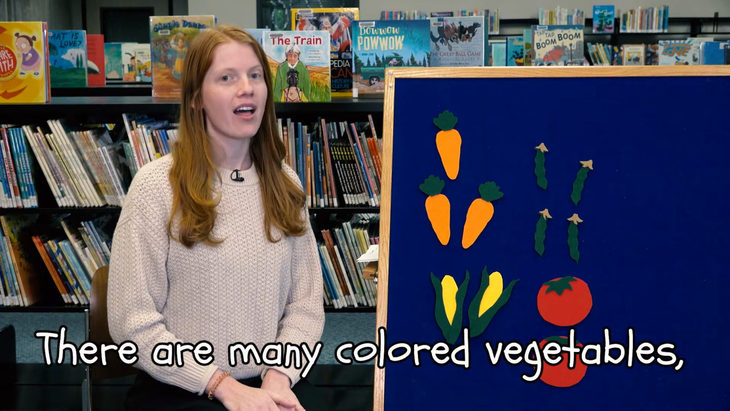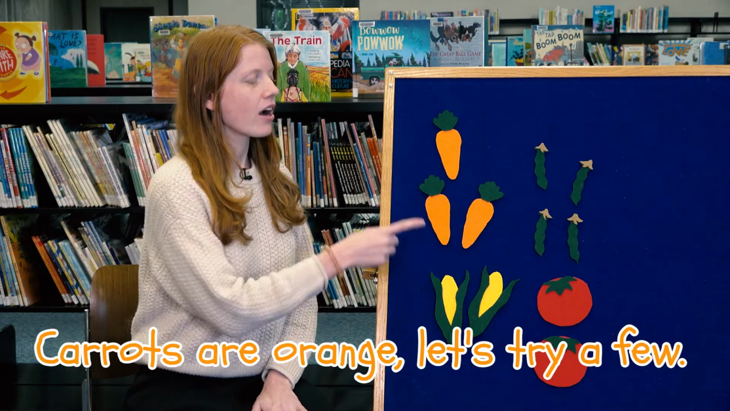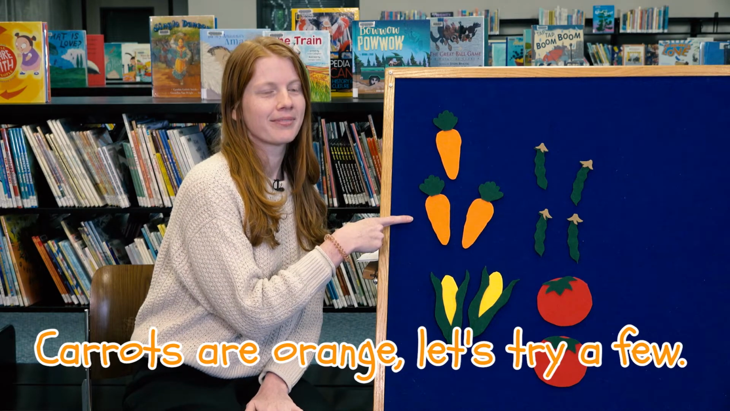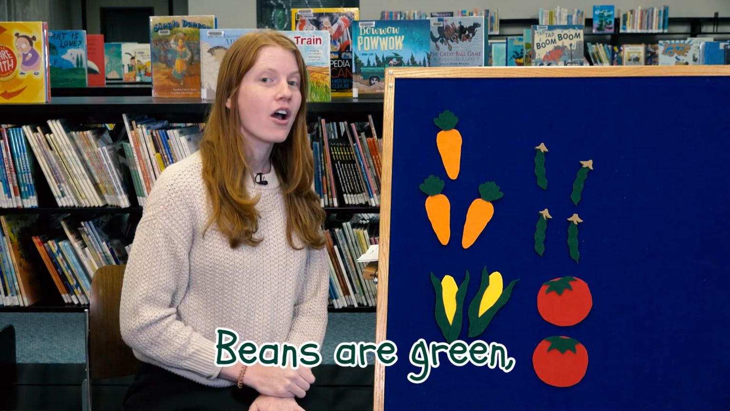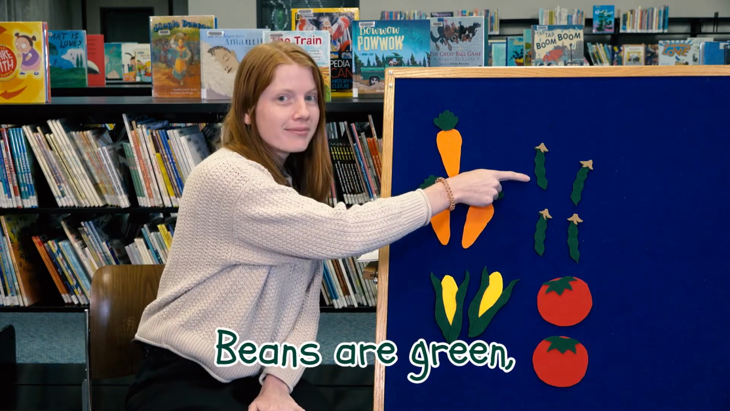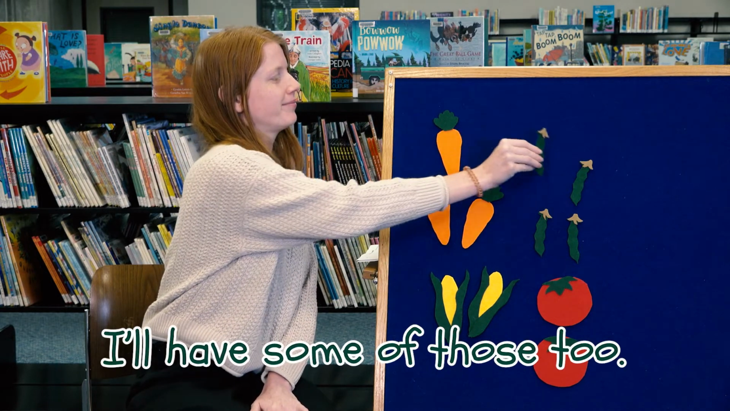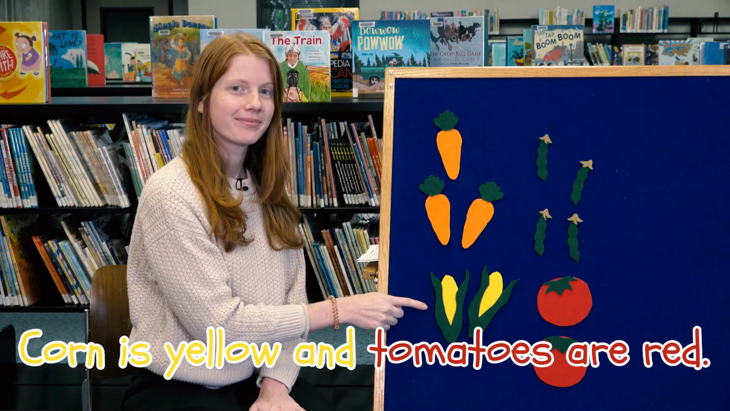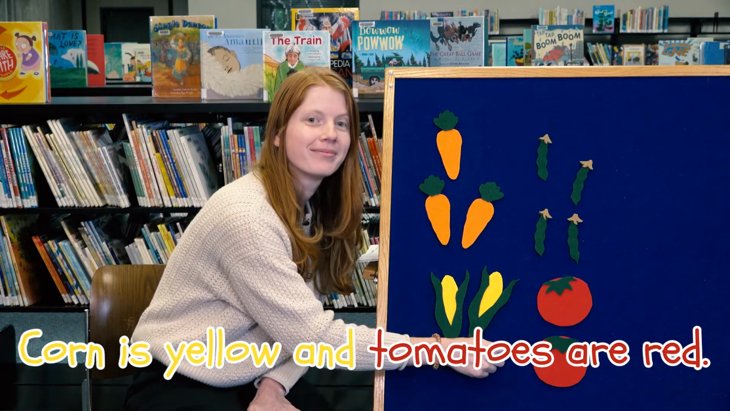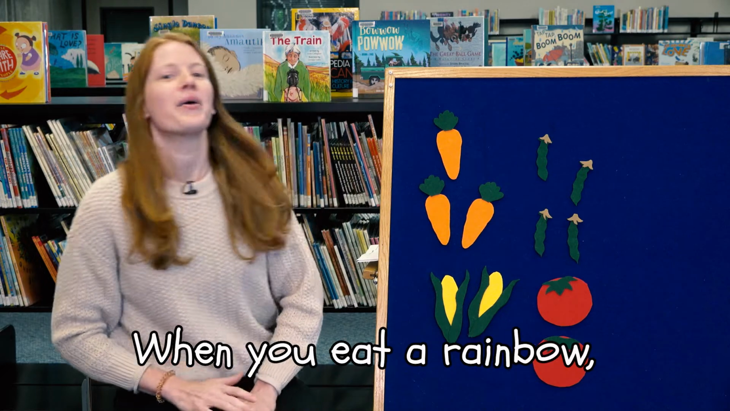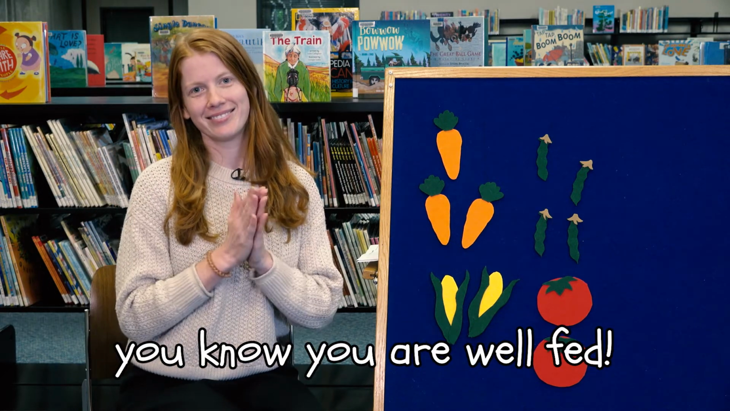There are many colored vegetables. They are good for you. Carrots are. Let's eat a few. Beans are. I'll try some of those too. Corn is. And tomatoes are. When you eat a rainbow, you know you are well fed.